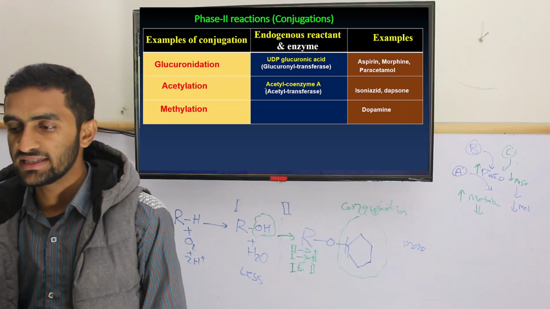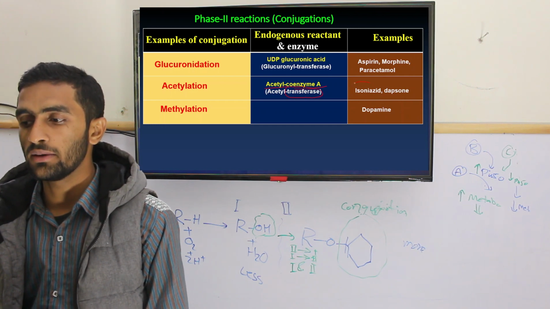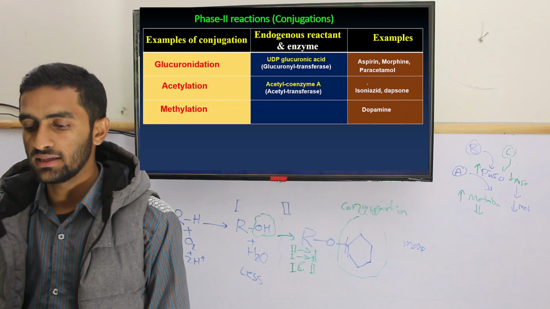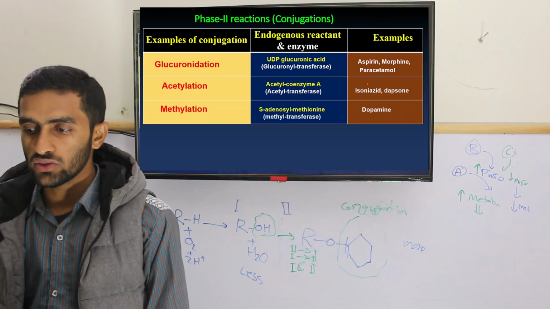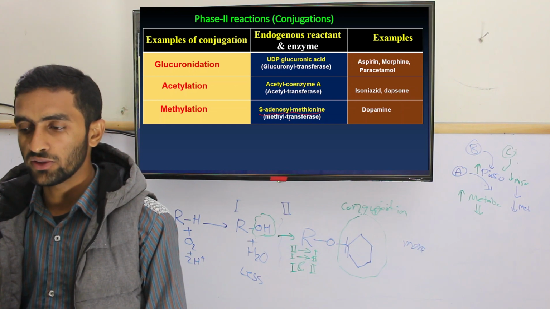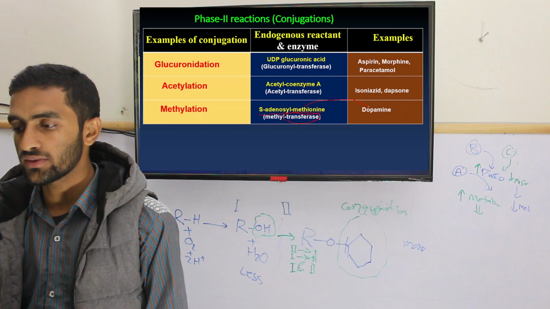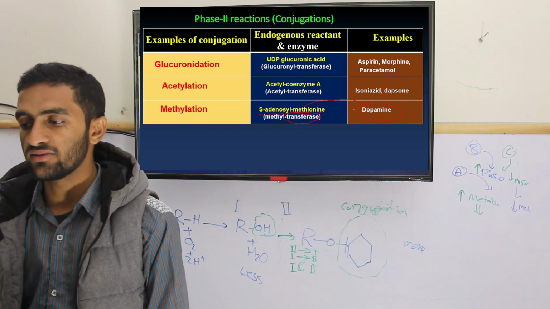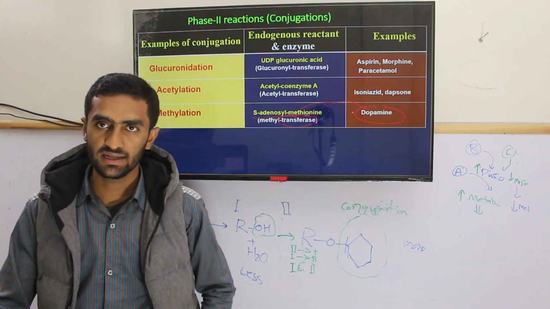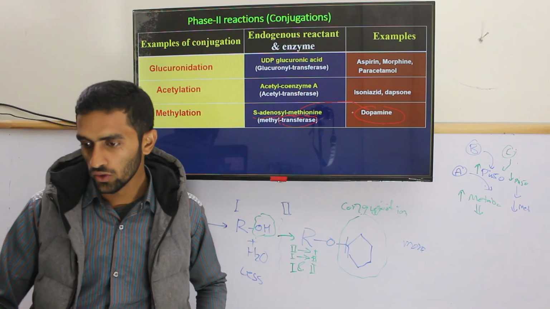For acetylation, we need acetyl-CoA first, and the transferase enzyme which actually transfers the acetyl group to these different drugs. For methylation, we need S-adenosyl methionine and a methyl transferase, which transfers the methyl group to these different drugs which already have some smaller polar group.